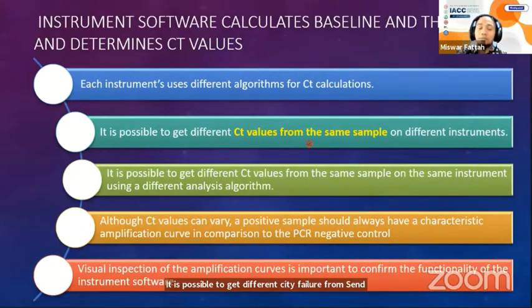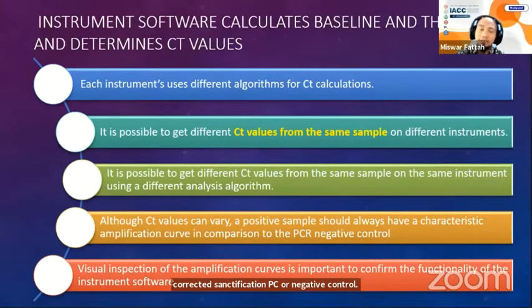If one sample is run with 2 different methods, we can get a different CT value, because one factor is how they calculate the baseline and thresholds. It is also possible to get a different CT value from the same sample and same instrument if they have a different analysis algorithm. CT value can vary between positive samples, so the characteristic amplification curve and the PCR negative control, and visual inspection of the amplification curve, are very important.